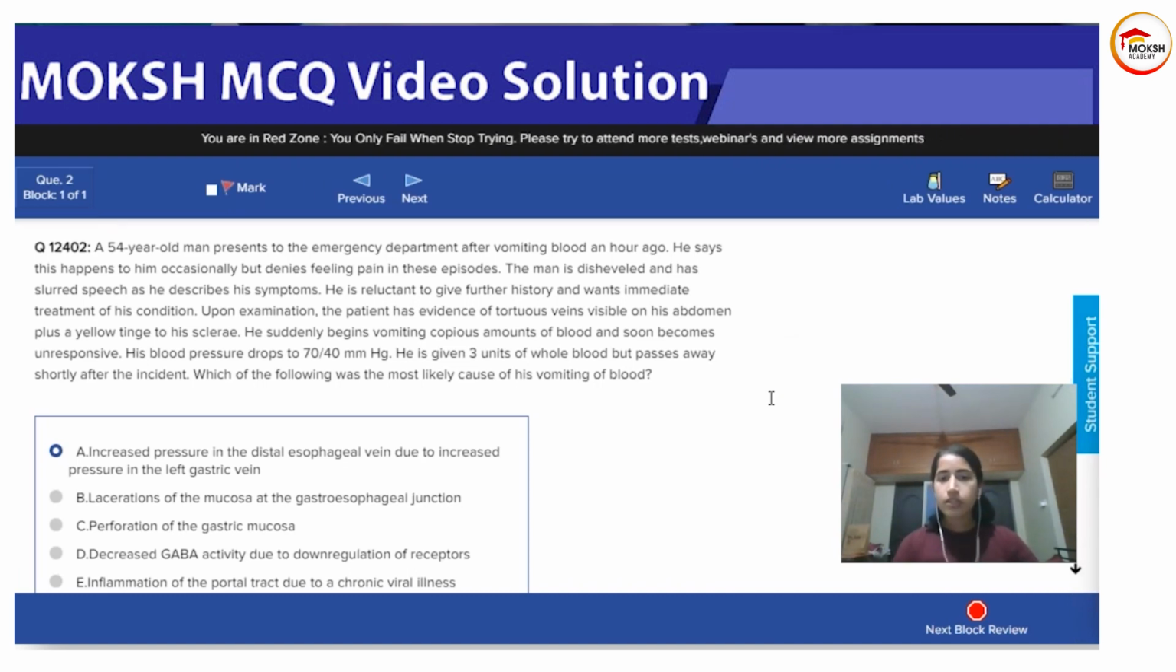Yellow tinged sclera does point towards jaundice. That's why they mention it, because they just want you to correlate that it has something to do with cirrhosis. So they mention caput medusae as well as jaundice. Okay.